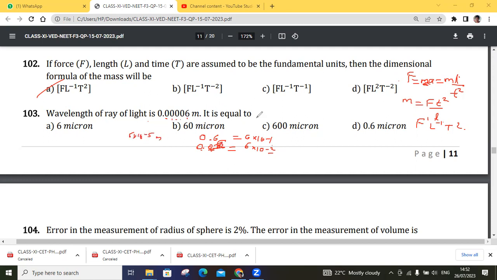Yes, micron. 1 micron is 10 power minus 6 meter. So here we want 10 power minus 6. So multiply by 10 and divide by 10. This will become 60, and divided by 10, it becomes 10 power minus 6 meter. This is 1 micron. So 60 micron. Then we have question 4.